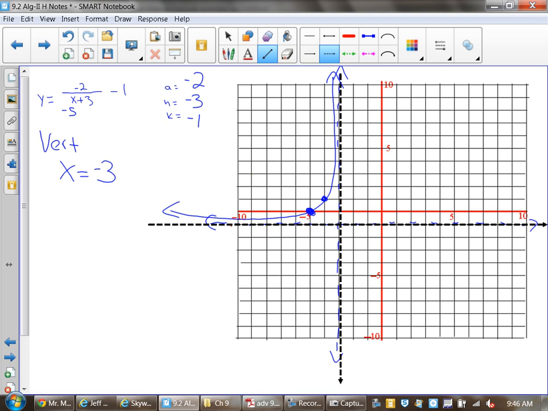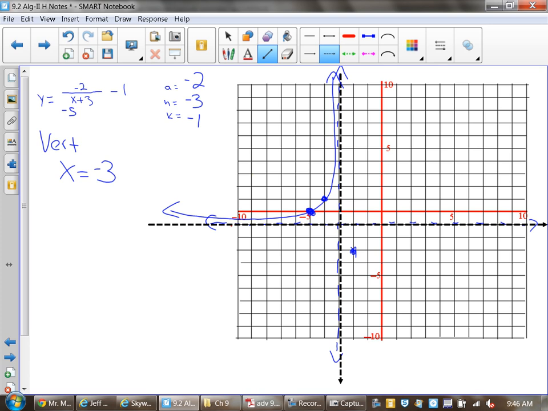Well, if I use -2, what's -2 plus 3? What's -2 divided by 1? -2 minus 1 is? So at -2 is at -3. So I go here.